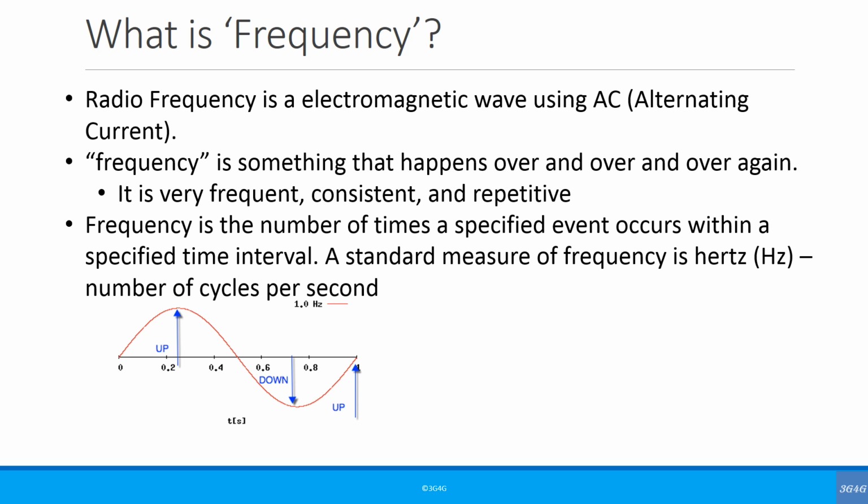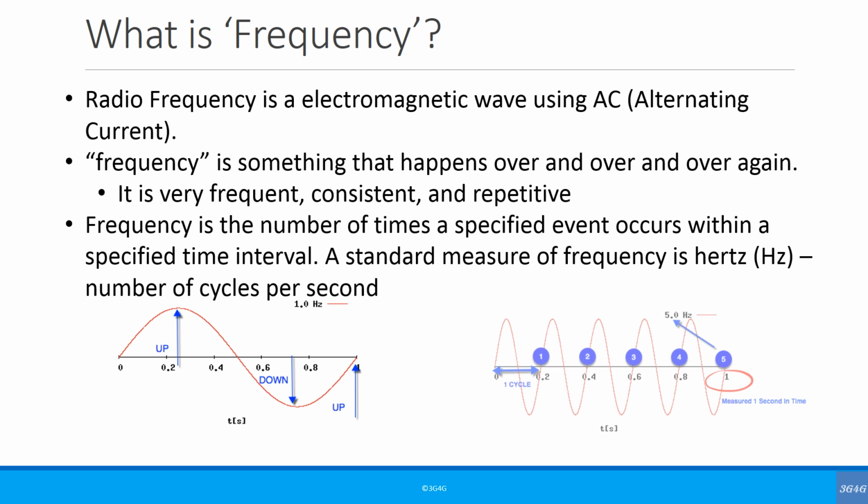If you look at this picture, you can see an alternating current wave, which goes from 0 all the way up, comes back to 0, goes down, and then comes back to 0. So this wave goes up and down, which completes one wave in a second. So it's got a frequency of 1 hertz. This wave, the cycle happens 5 times in a second, so it's got a frequency of 5 hertz.